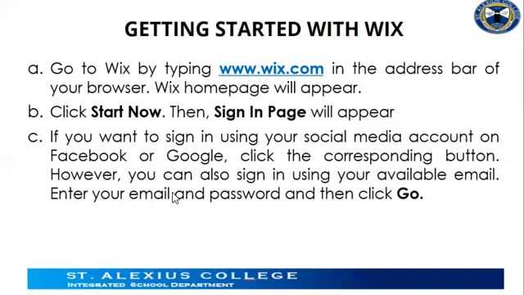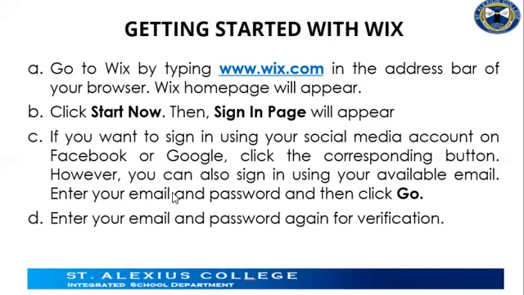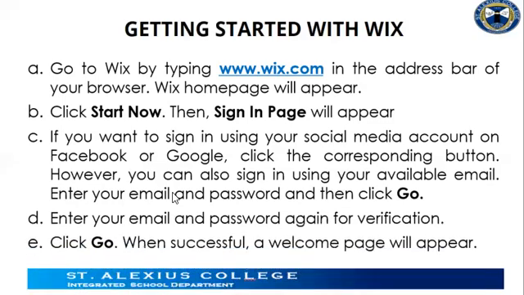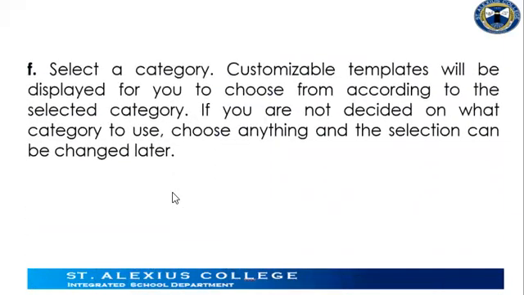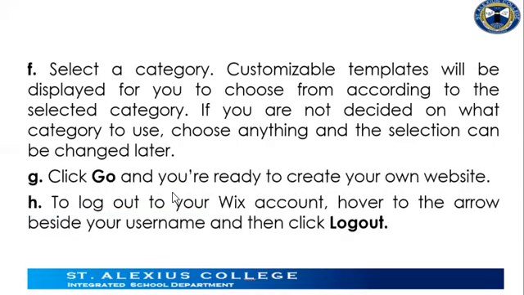If you already have your Gmail, you can also use that one. Then enter your email and password and then click Go. Next, enter your email and password again for verification and click Go, and when it is successful, a welcome page will appear. Next, select a category. Customizable templates will be displayed for you to choose from according to the selected category. But if you are not decided on a category, you just choose anything and the selection can be changed later. After that, just click Go and you are now ready to create your own website.